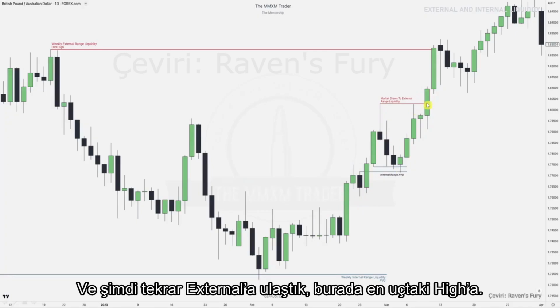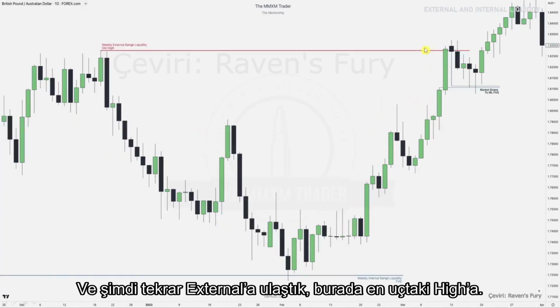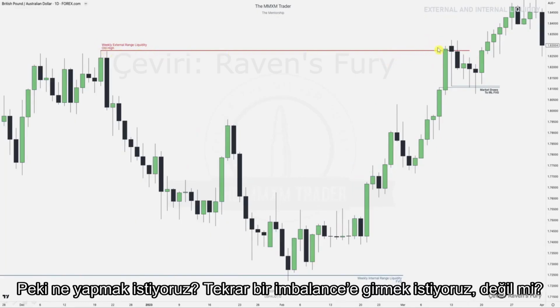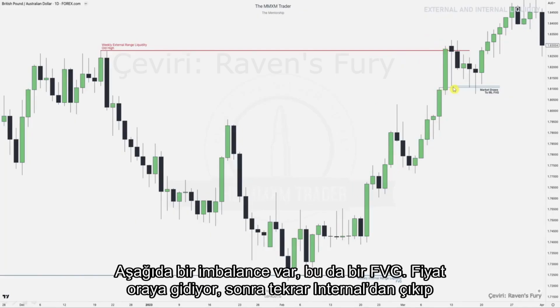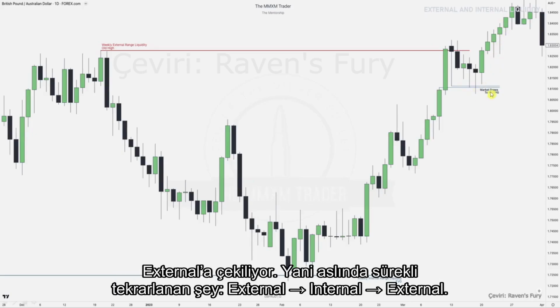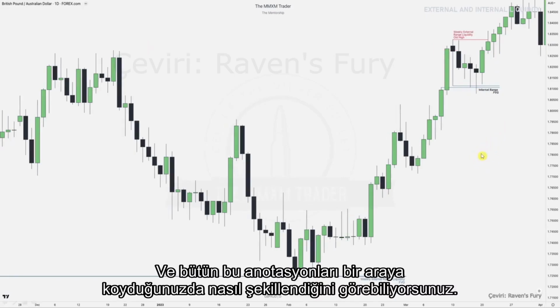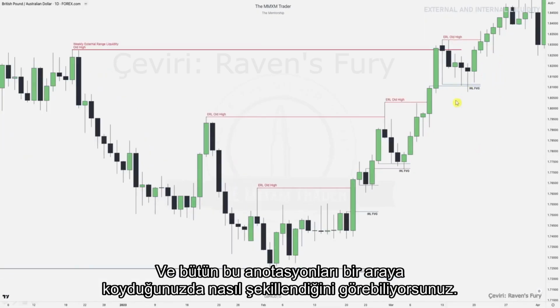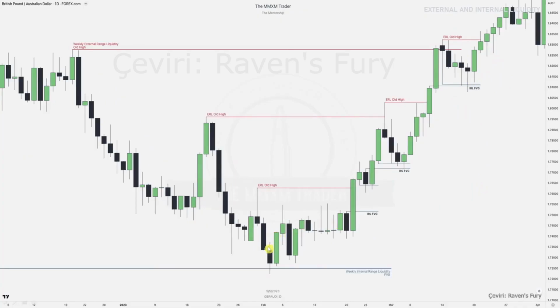Again, back into external, right? Now we've hit that external, that extreme high up here. What do we want to do? We want to go back into an imbalance again, right? There's another imbalance down here in the fair value gap, and it keeps on going into internal and then draws back into external. So literally it's external to external on repeat. Again, external, and then with all the annotations together, you can see how this is forming, right?